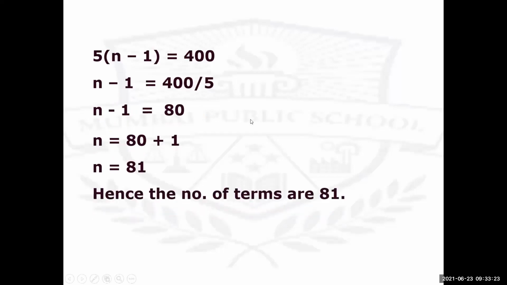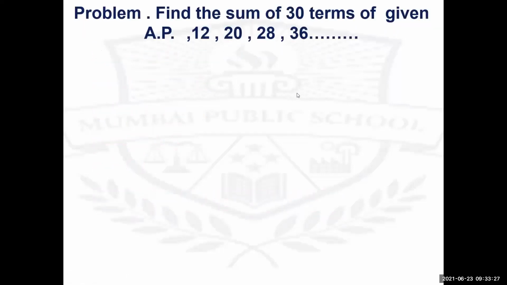Hence, the number of terms are 81. Check here. Find the sum of 30 terms of the given AP. You need to find the sum of 30 terms. Now check, the AP is given to you.